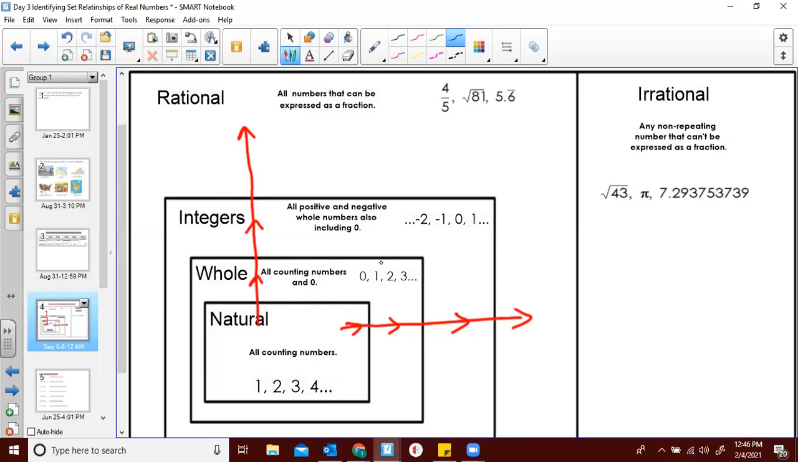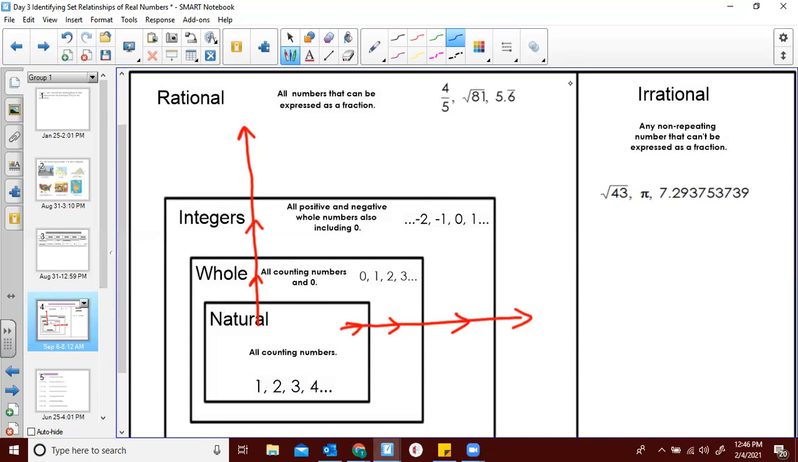And that works with everything else. Integers include negatives. Negatives are not included in whole, nor are they included in natural. Rational includes fractions and decimals. Those are not included. Fractions and decimals are not included in integers, whole, or natural.